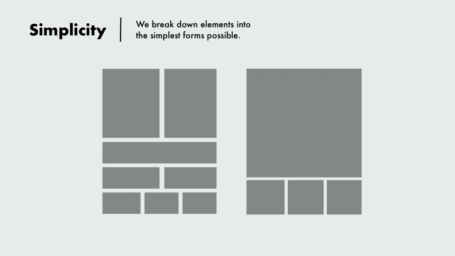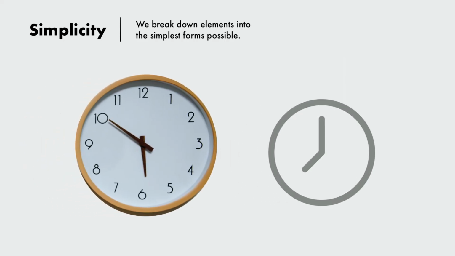Using simplicity makes complex objects easier to understand. The goal is to reduce it down to the point where it still retains its core meaning and use. This clock is still understood as a clock, even though it's just a circle and one bit line.